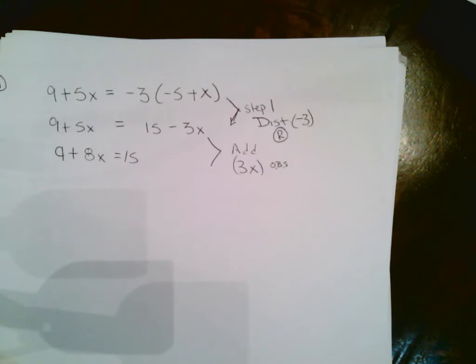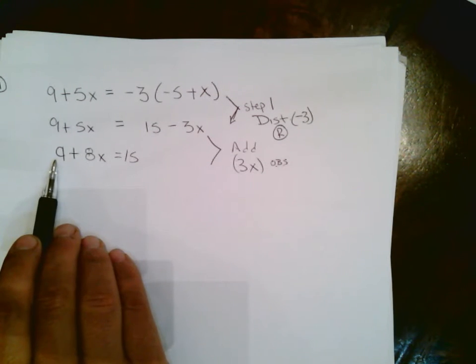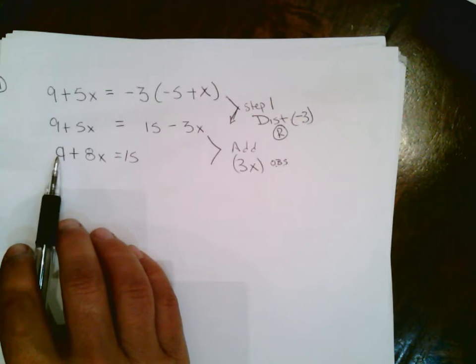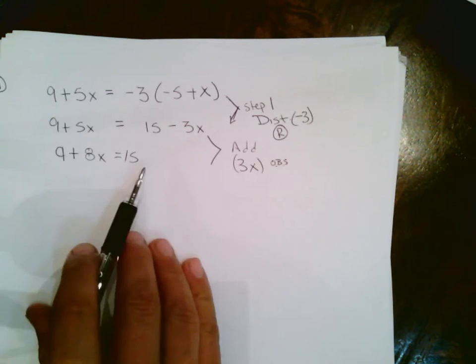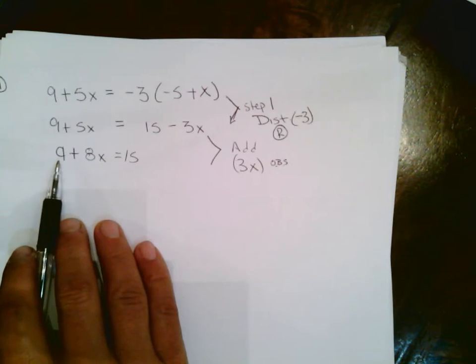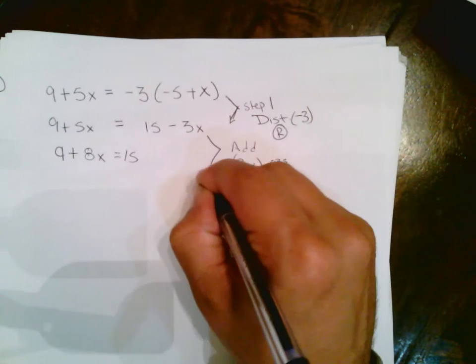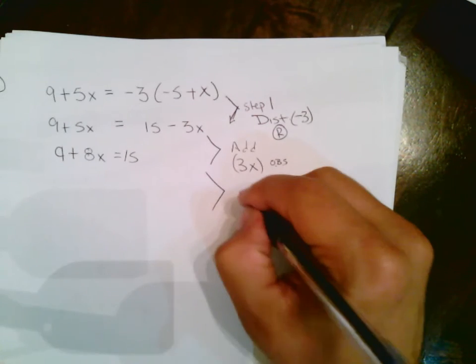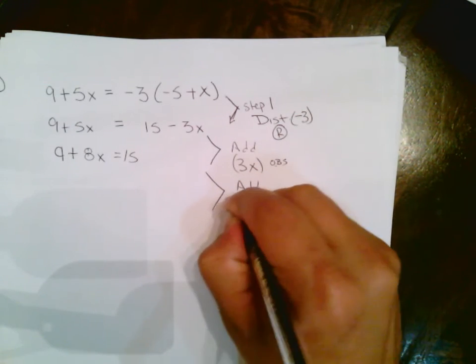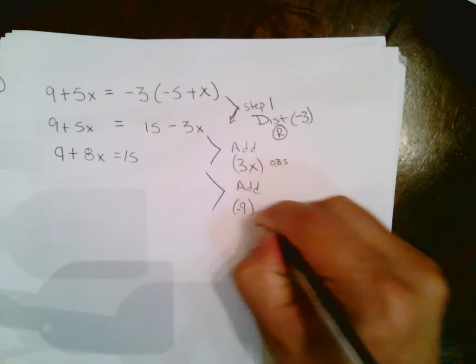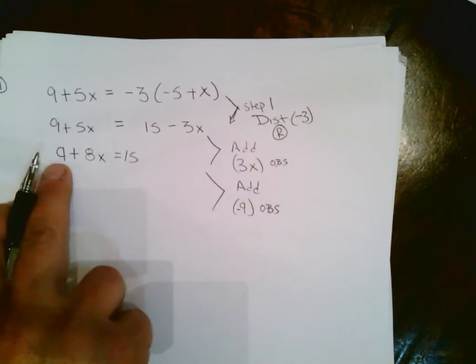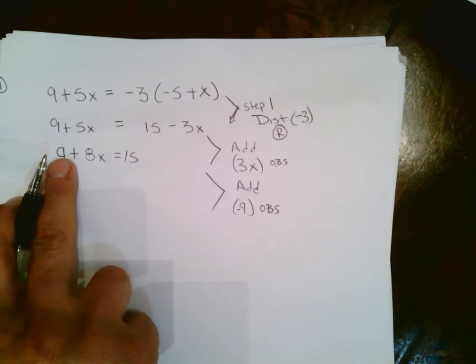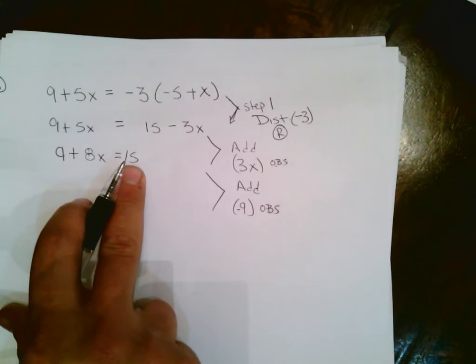My next step will be to move all of my regular numbers. We call these constants, but we could still call them regular numbers for now. And I'm going to add to get rid of that one. Since that is a positive 9, I'm going to add the opposite. So I'm going to add negative 9 on both sides of the equation so I can get all of my numbers just on one side. So I only have numbers.